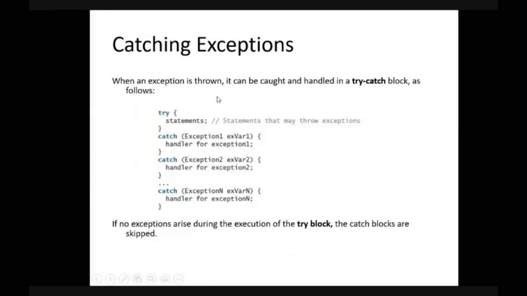So when an exception is thrown, it can be caught and handled in a try-catch block as follows. You can have many exceptions and many catches here. If no exceptions arise during the execution of the try block, the catch blocks are skipped. All of them will be skipped and you will continue the code here if there is no error in the try.